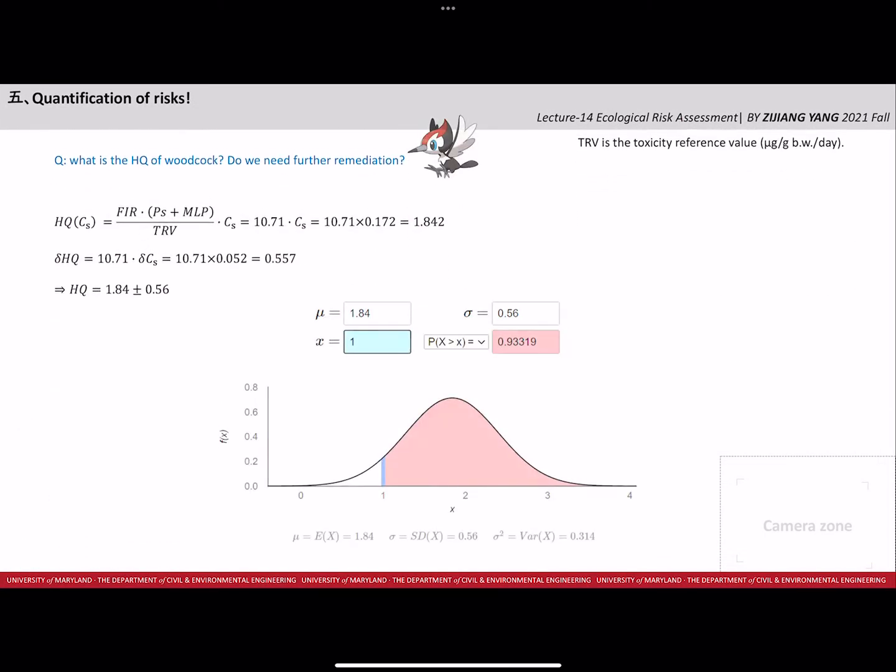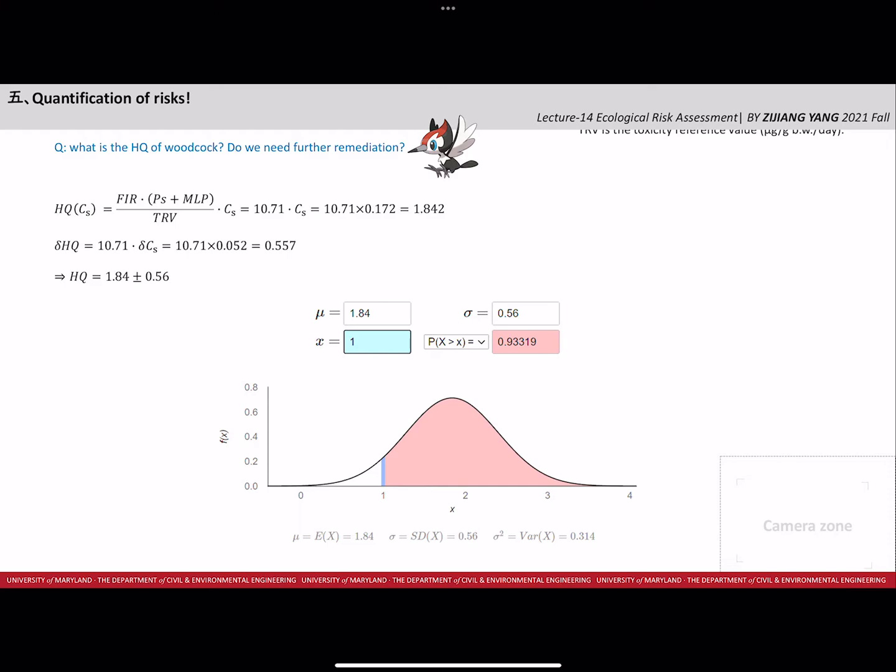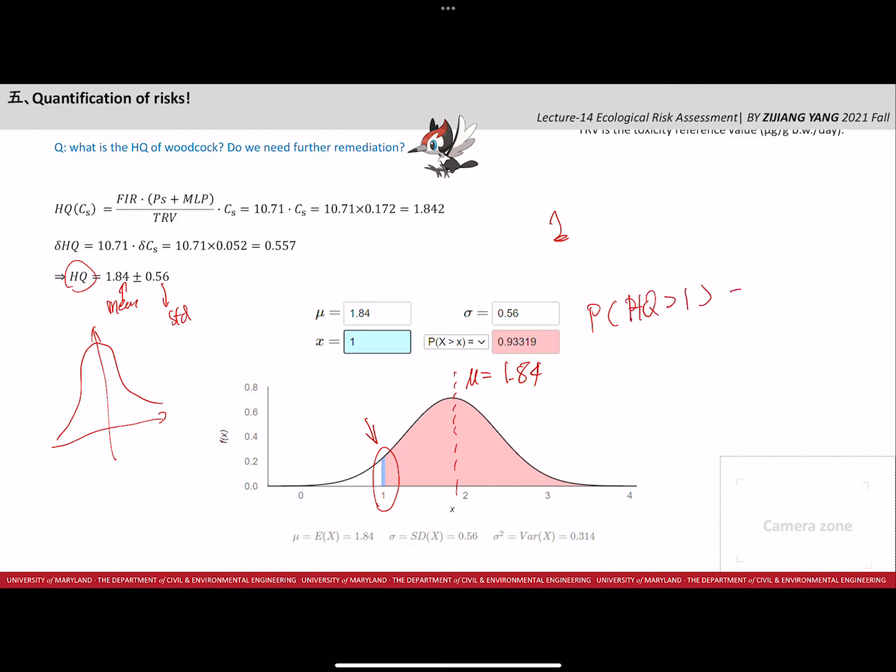And in this case, we may interpret it like this. If we assume HQ follows a normal distribution with this mean and this standard deviation, then we can draw this normal distribution, with mean equal to 1.84 and the standard deviation equal to this. And because 1 is a critical value, we can compare this distribution with 1. For this normal distribution, the probability that the hazard quotient is greater than 1 equals 0.93. We can see the probability is very large, so we would say we still need some further actions.